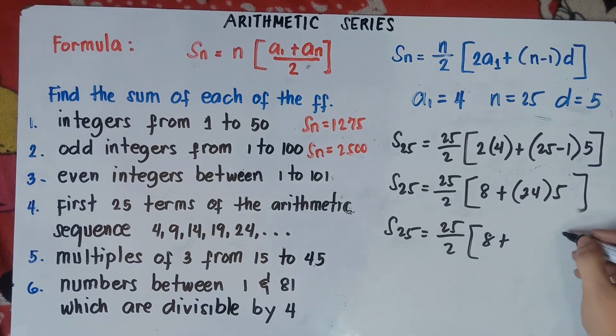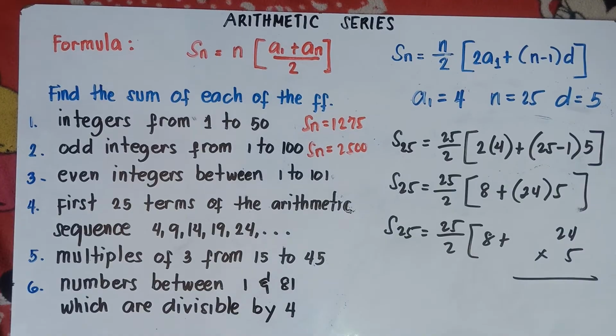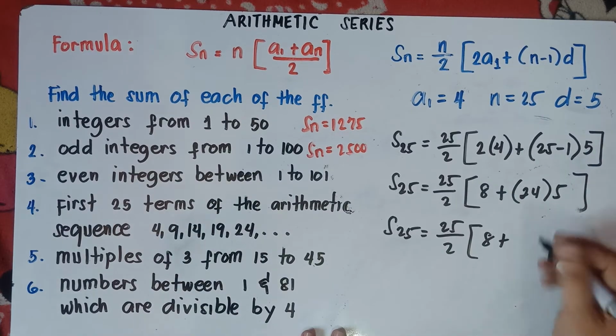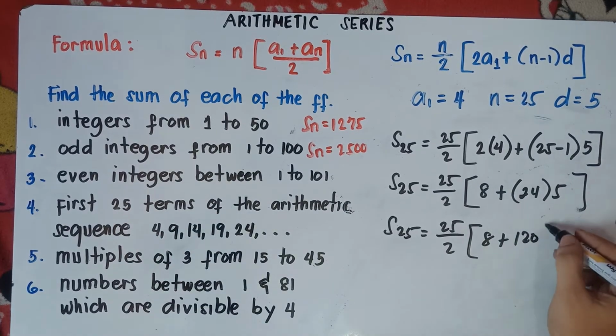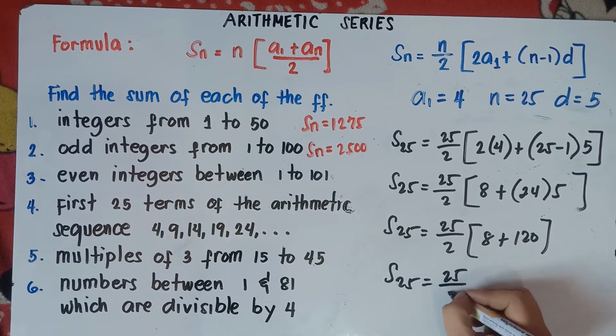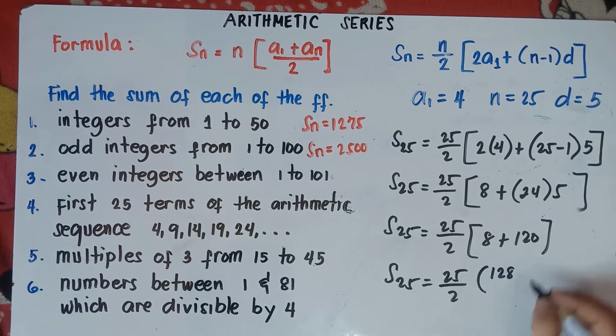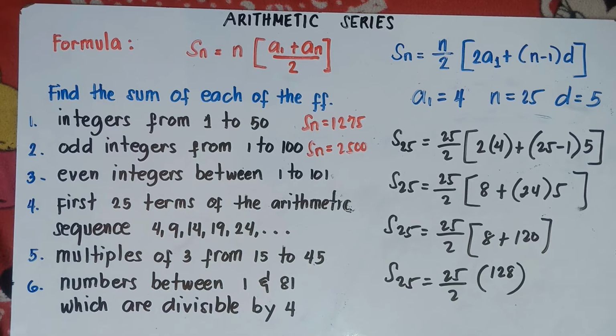So what will be the answer, class? 24 times 5: 5 times 4 is 20, 0 carry 2. 5 times 2 is 10 plus 2, that would be 12. So 120. Okay, 8 plus 120. So S sub 25 equals 25 over 2 times 8 plus 120, that's 128.